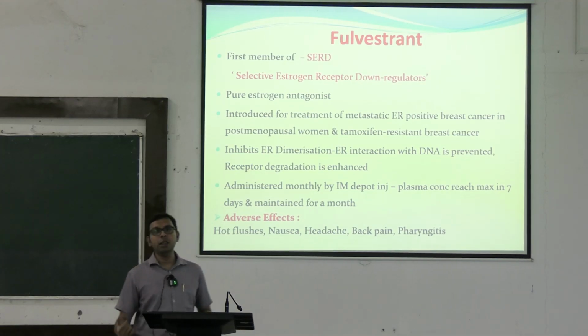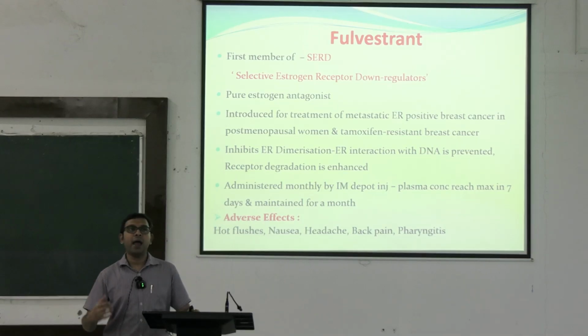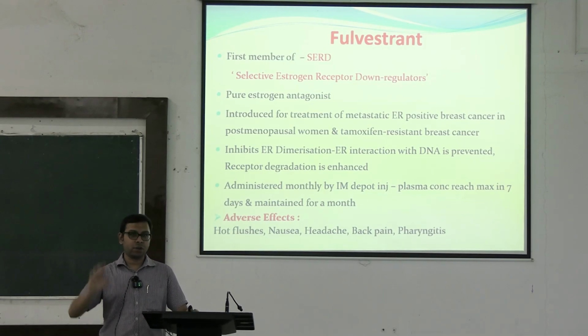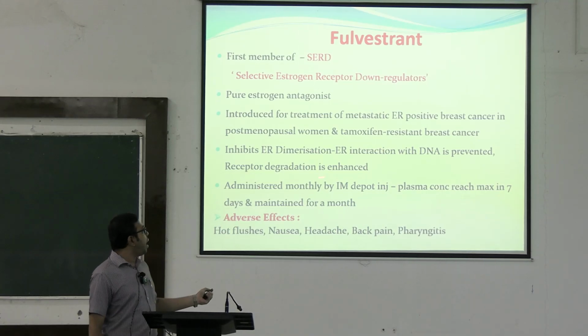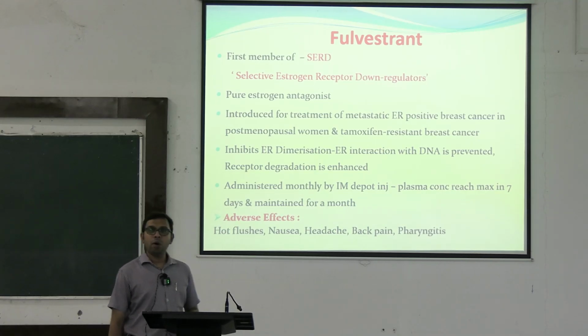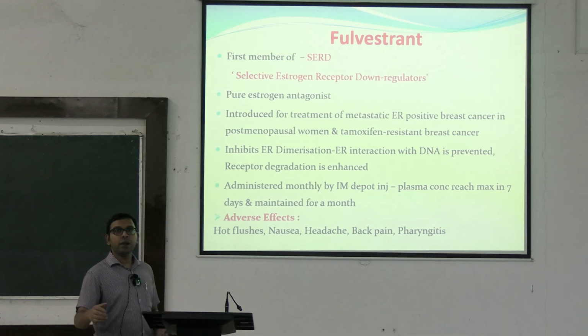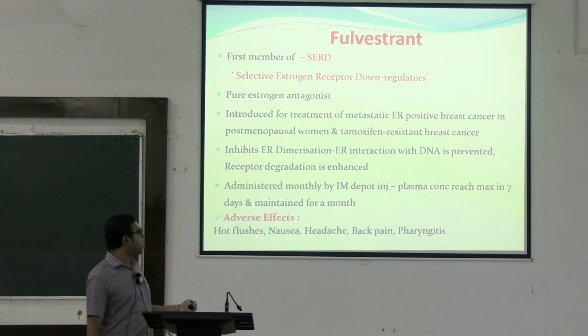Receptor downregulation means the estrogen cannot act as it should act. So ultimately it acts as an estrogen antagonist. So it is usually administered by intramuscular depot preparation. Plasma concentration reaches maximum in 7 days, and usually it is maintained for a month. Adverse effects like hot flashes, nausea, vomiting, back pain, etc. can happen.